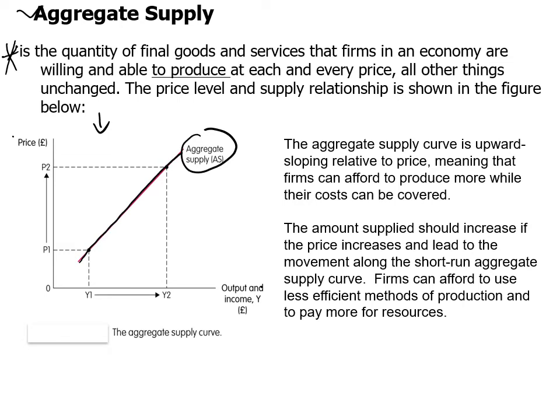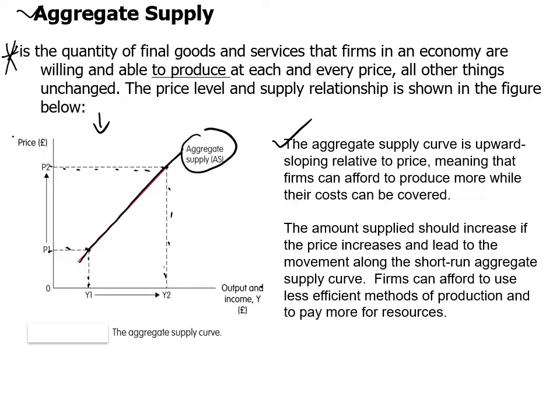So what does that mean? Prices are higher, more is being supplied. Prices are lower, less is being supplied. We've seen this before with our normal supply curve, remember, in microeconomics? So the aggregate supply curve is upward sloping relative to price, meaning that firms can afford to produce more while their costs can be covered. So if prices are higher, our costs are going to be covered more, right? So we can use more to produce.